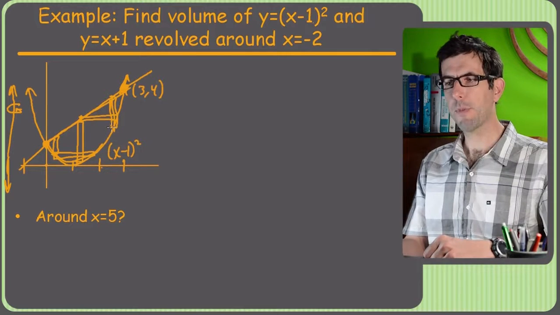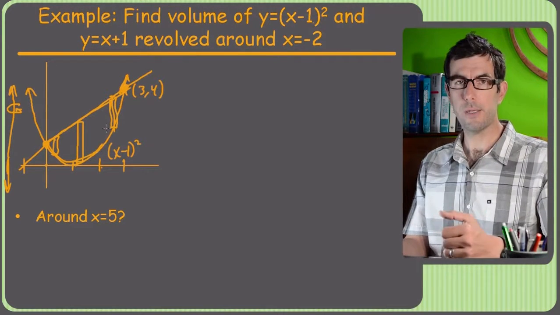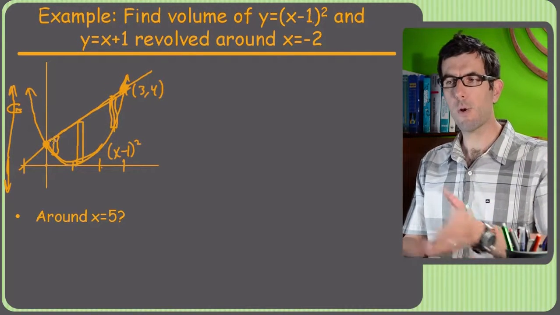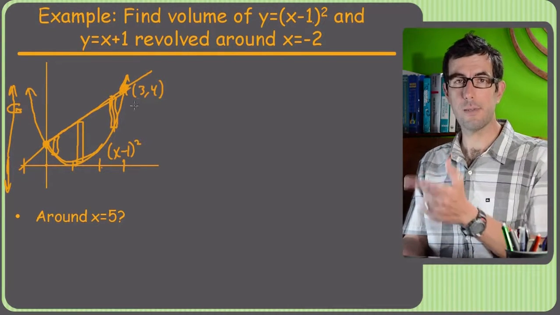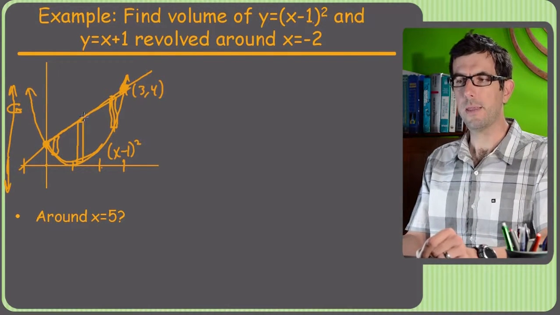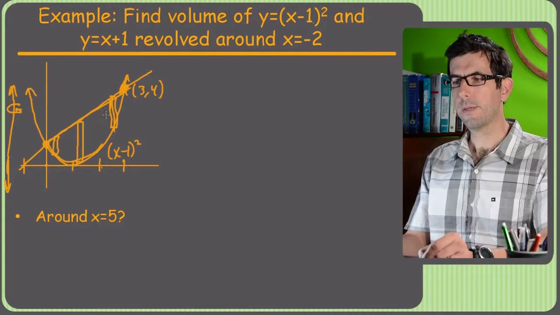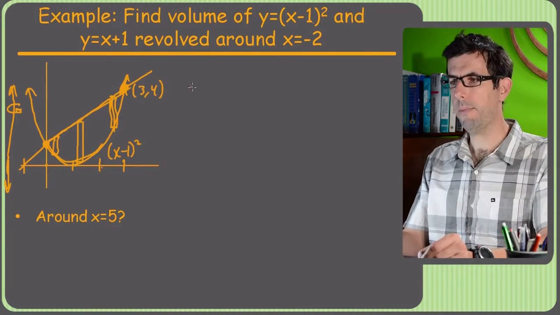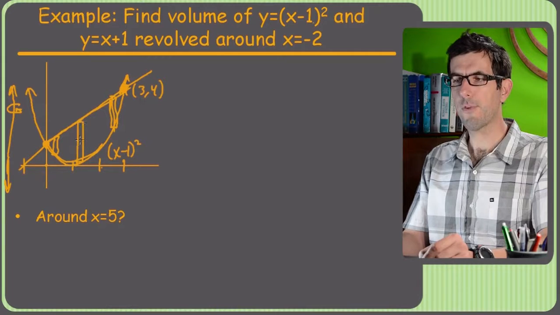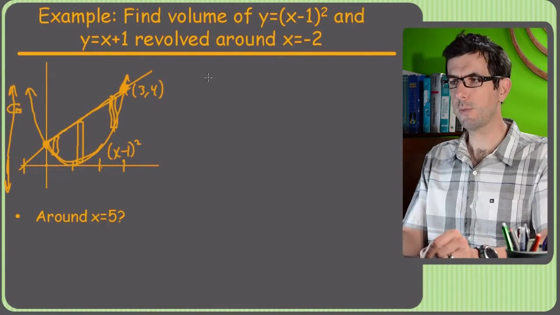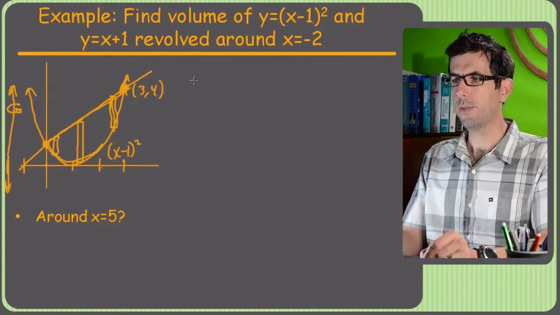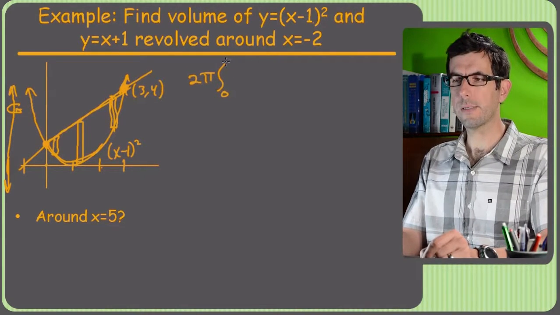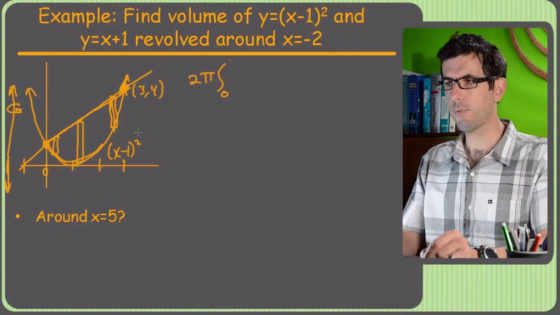But if you skip the washers and just do shells, it's one easy shot, because no matter where I go, my upper and lower ends of the little rectangles are defined by the line and the parabola. So we can just set it up. I want to do vertical rectangles which have widths of dx, which means I'm doing the dx version of this problem. So I've got 2 pi times the integral, and it looks like this goes from 0 to 3.